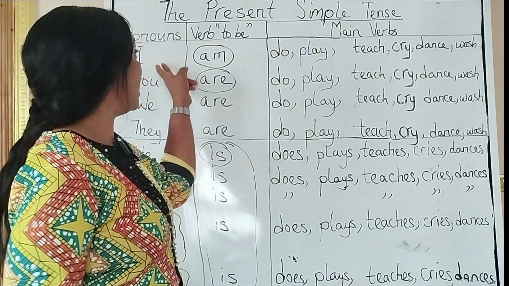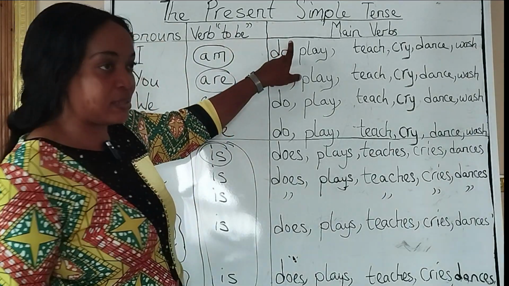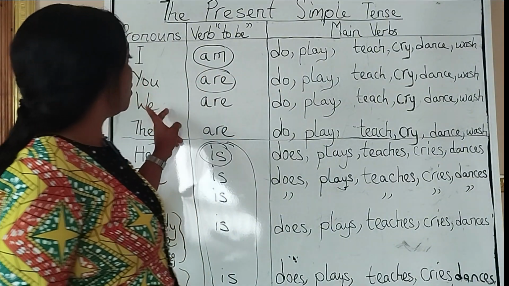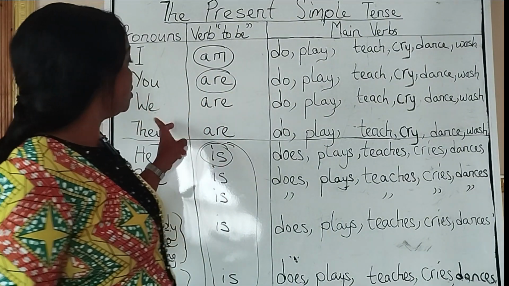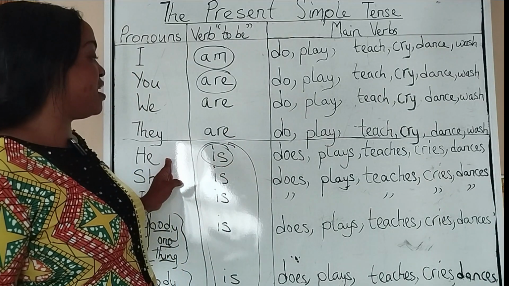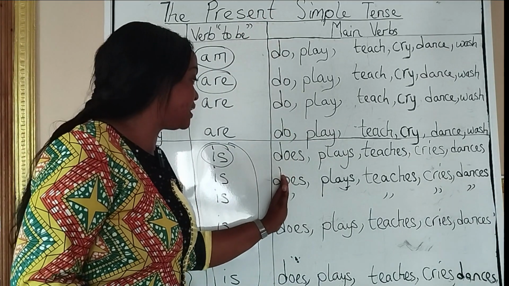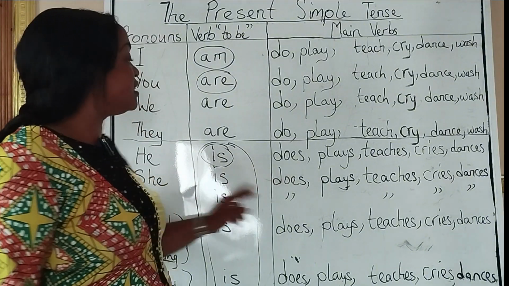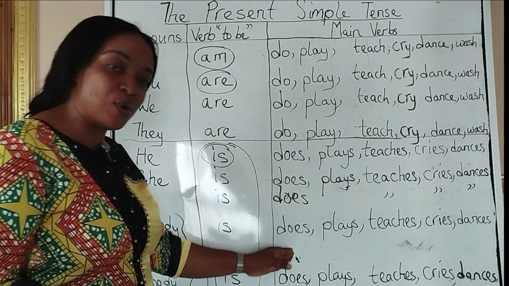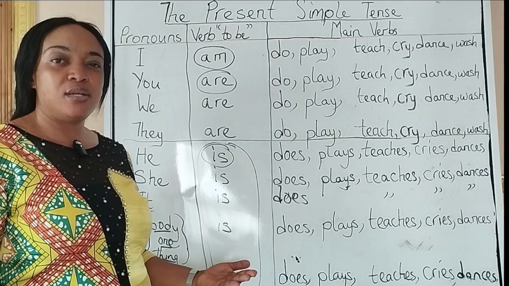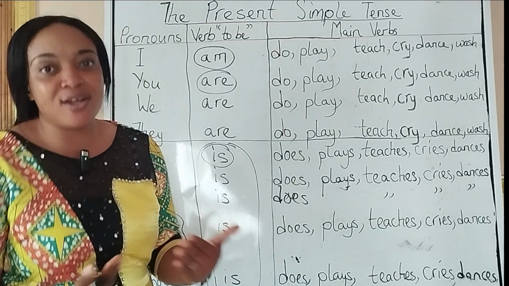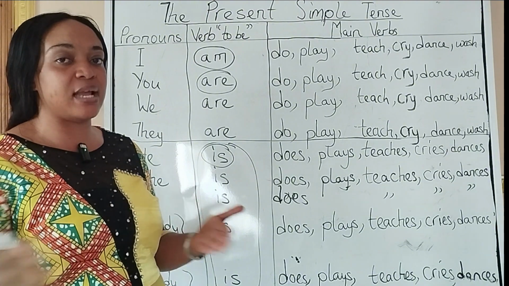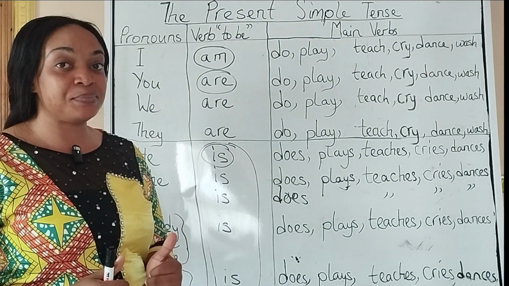We have I am, I do as the main verb. You are, verb to be, you do. We are, we do. They do. And when it is here, do changes automatically and becomes he does, she does, it does, everybody does, everyone does, no one does, nobody does. That is how to express yourself in the simple present tense. Is that understood?